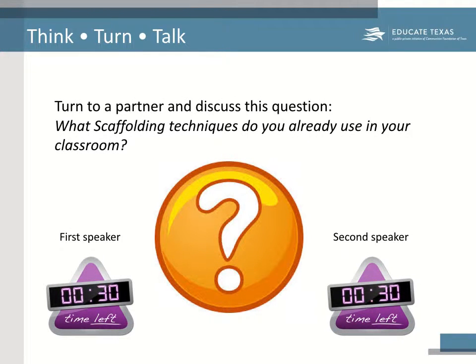Let's begin with a turn and talk. Turn to a partner and talk about this question. What scaffolding techniques do you already use in your classroom? Each partner talks for 30 seconds, and I'll tell you when it's time to switch. The person with more years of teaching experience goes first. So I'll wait a few seconds while you figure out which one of you that is.